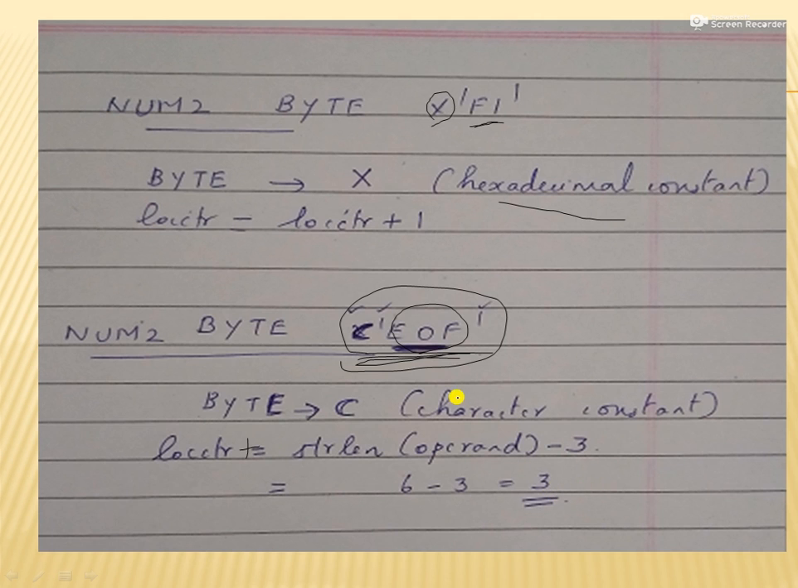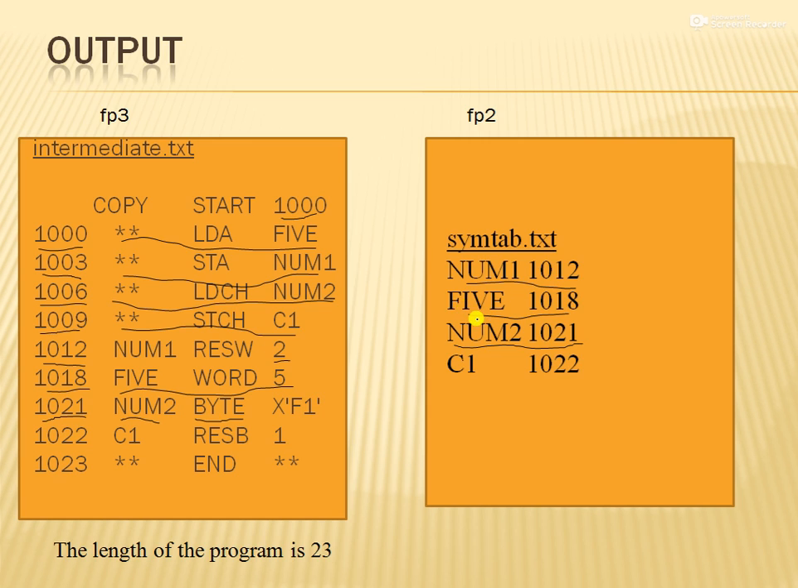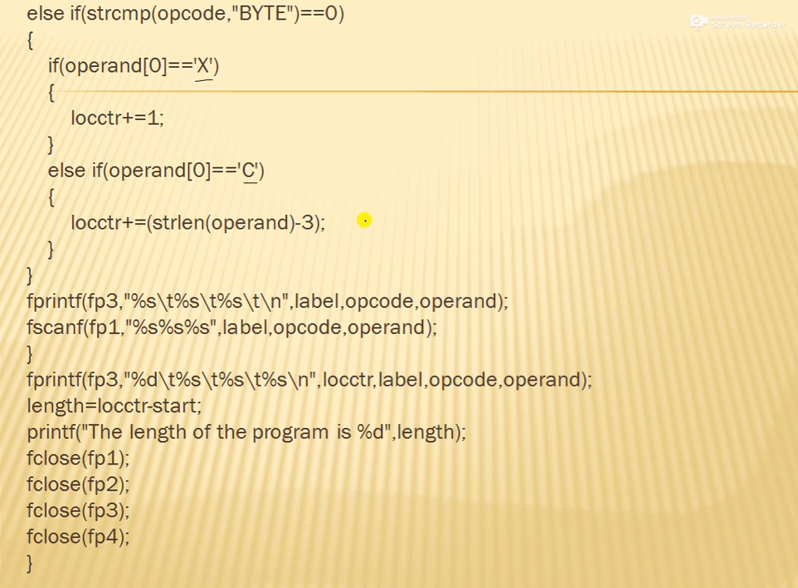So in our program there is only x constant, but if C constant is used, you need to give the condition like this: location counter will be incremented by string length of operand minus 3. That means find the entire string length of the operand and subtract 3 from this. 3 represents the length of these 3 characters, that is C and 2 single quotes. So in the program you can see, if it is operand of 0 equal to C, then location counter is incremented by string length of operand minus 3.